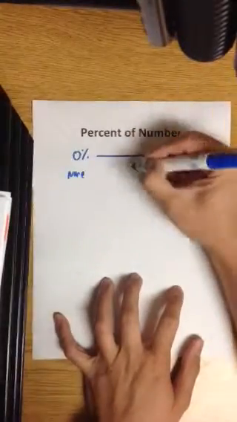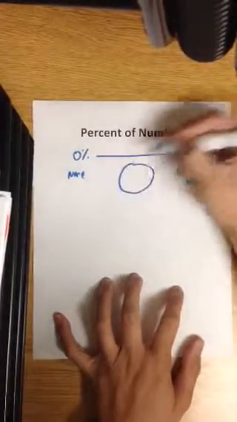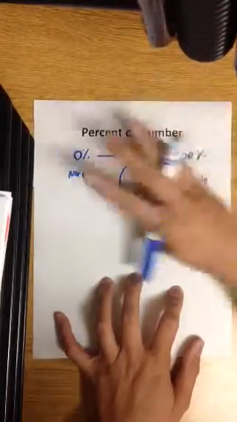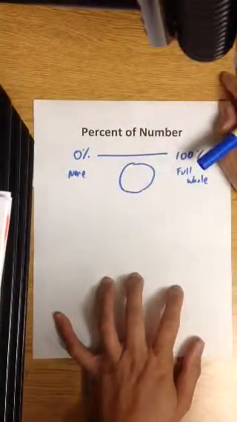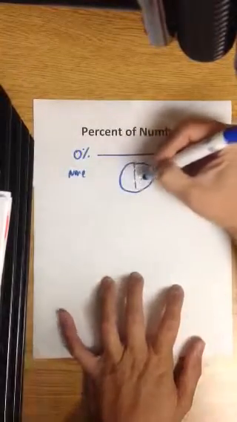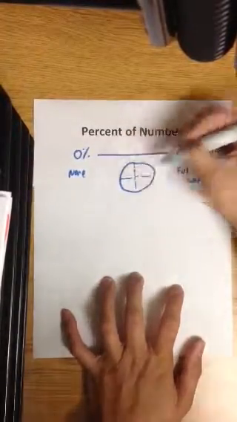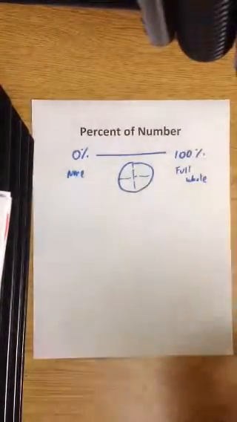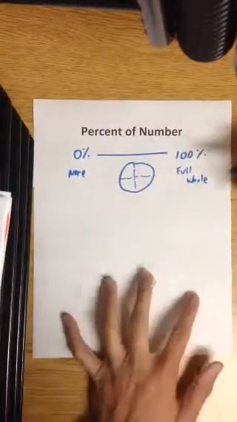Let's have a percent circle. If you fill in the whole thing, it's 100%. If you fill in none of it, it's 0%. If you fill in half of it, it's 50%. If you fill a quarter of it, it's 25%. So, a couple of ways you could do this.